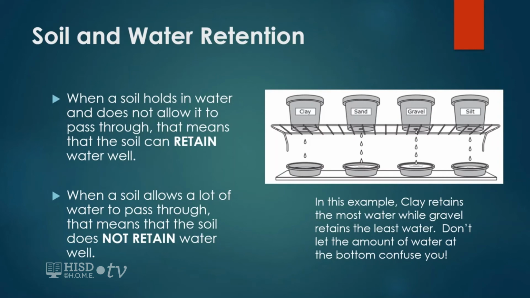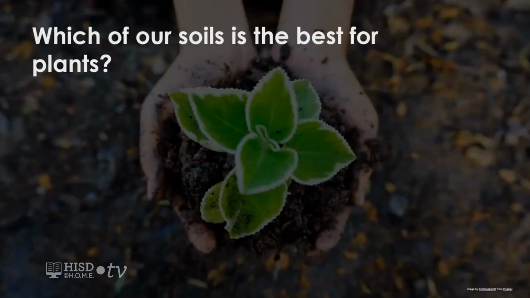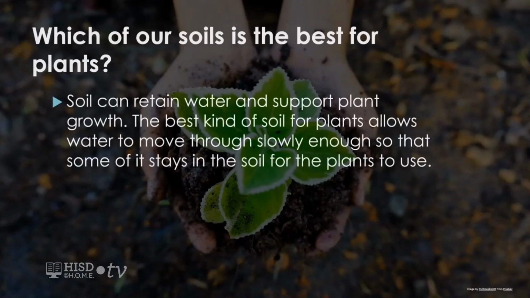So don't let the amount of water at the bottom confuse you. This one doesn't have pebbles like ours did. This one has silt, so it's a little bit different. But if you look at these at the bottom, clay retained the most because there's not a lot in the bottom of this pan, and gravel retained the least because there is a lot of water. When we're talking about retain, it's what's left in the pot with the soil or in the cup with the soil in our investigation.